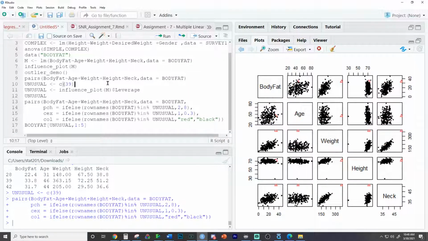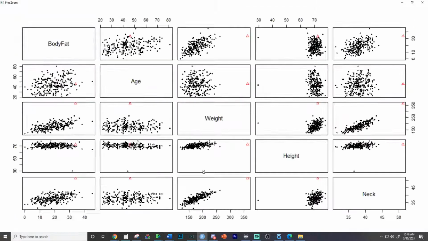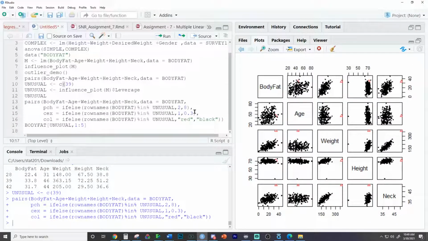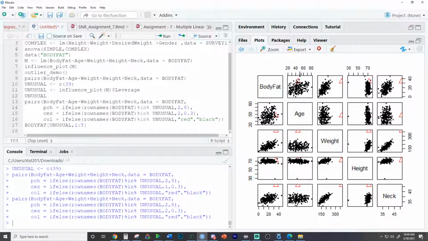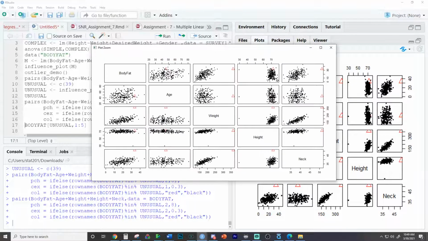Did I not just save the unusuals? Oh, I did. Good. Now it's just showing the one point right here and what makes that point unusual. So you can see the extreme nature of this, and you can change it, make it any sort of thing you want. We could make the PCH way larger, or the CEX way larger. This is the character expansion right here. So we're just going to double it, and you'll now notice it's going to double in size right there, making it a huge thing.